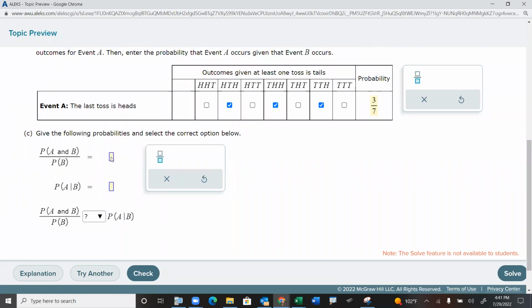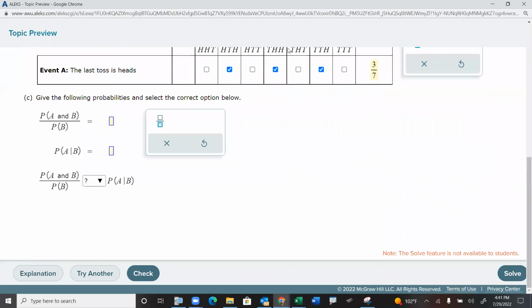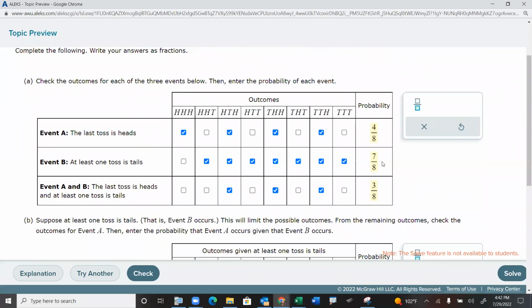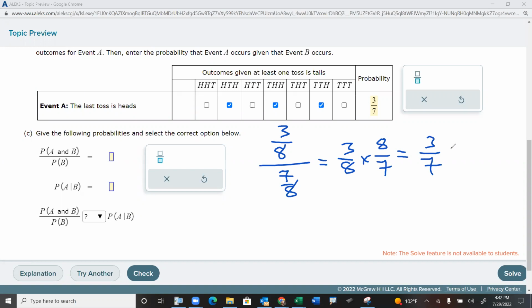Given the following probability, select the correct option. What's the probability of A and B? Well, we already found that. That was 3/8. And we're going to divide that by the probability of B, which we found to be 7/8. So we're going to say 3/8 over 7/8, which is 3/8 times the reciprocal, 8/7. The 8's cancel, and I get 3/7.